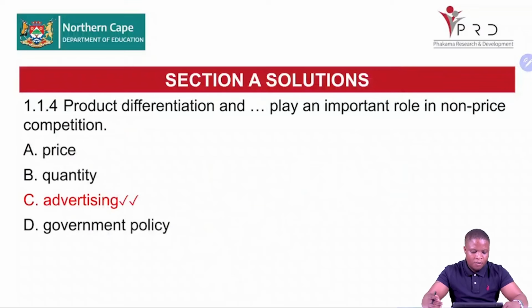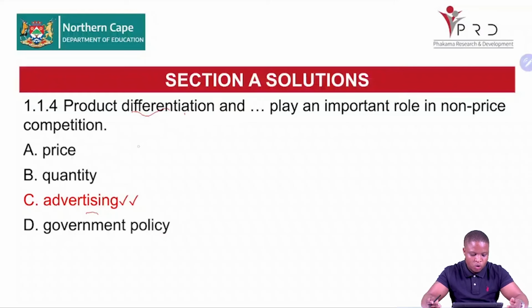Number 4, product differentiation plays an important role in non-price competition. So advertising and product differentiation will play an important role in non-price competition. Who is using non-price competition? It is the monopolistic competitors and oligopoly. They can use non-price competition, meaning they are not competing based on price.